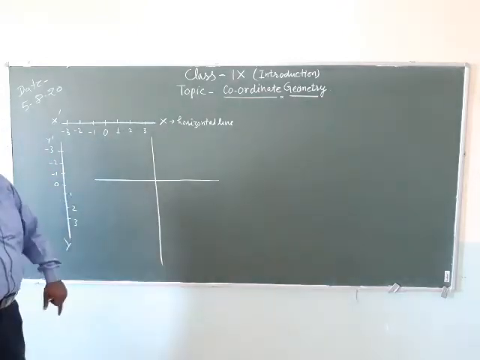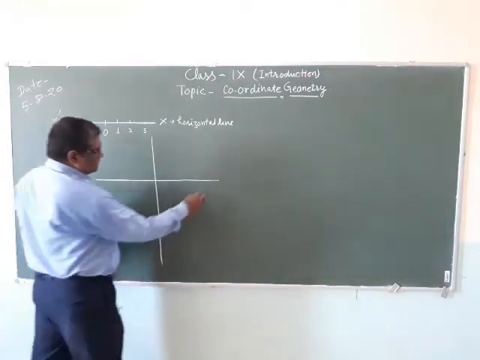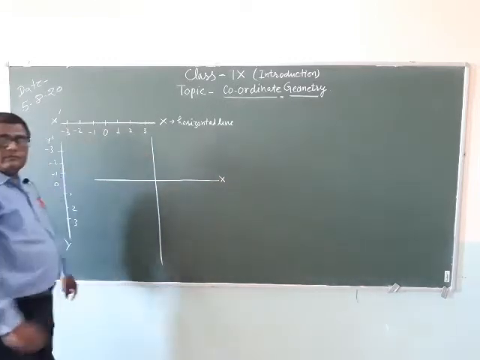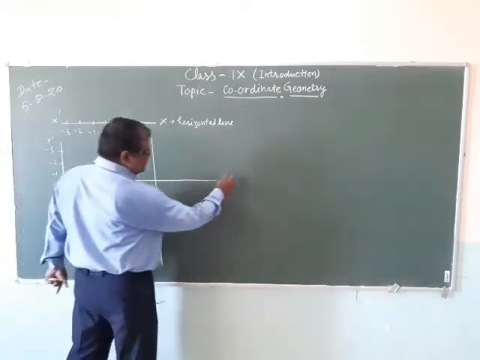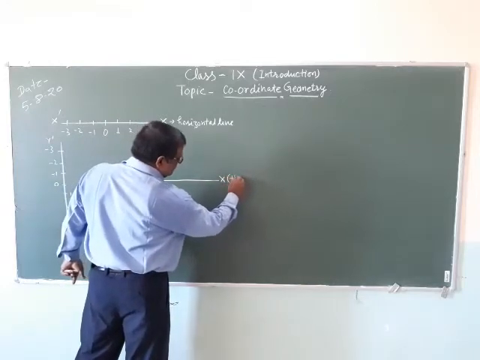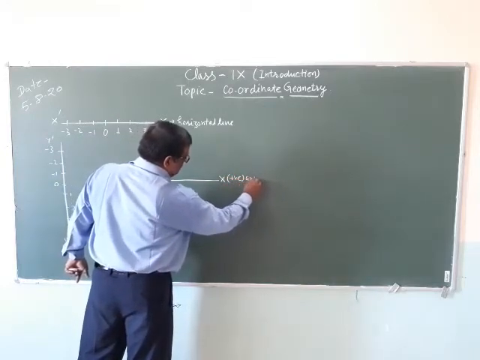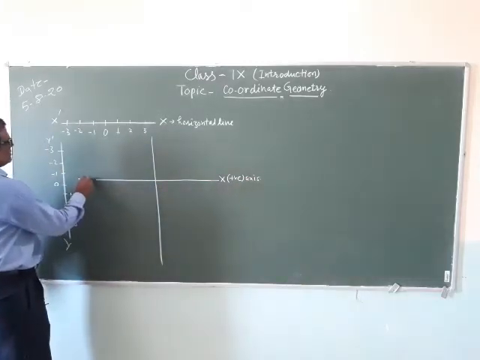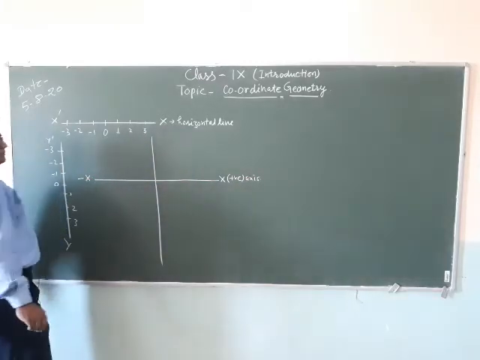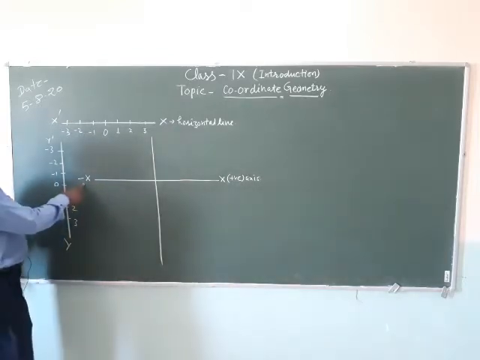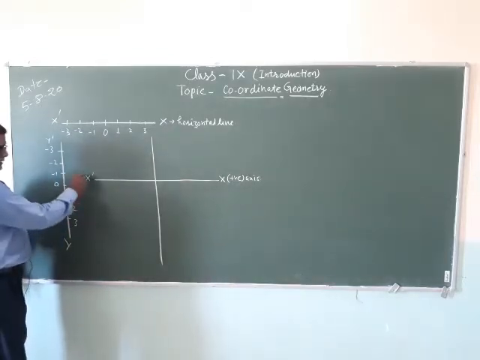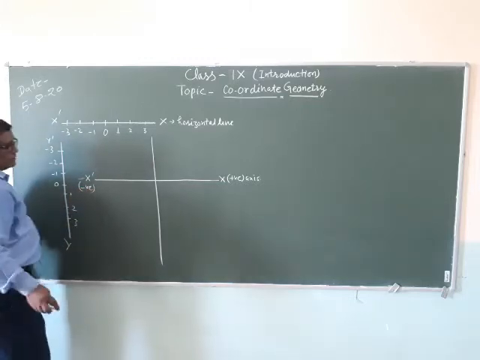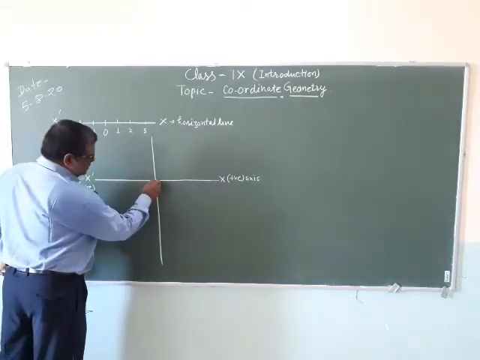This one, this is x axis, that is the positive direction of x axis, and here this is -x, the negative direction, or x dash, that is negative, and this is origin.